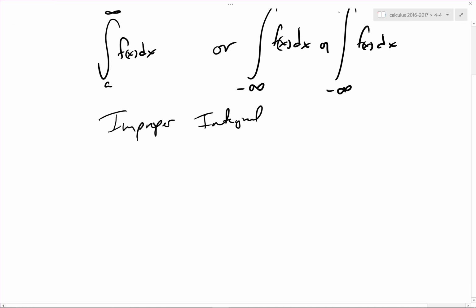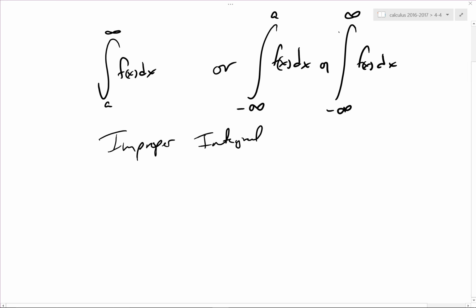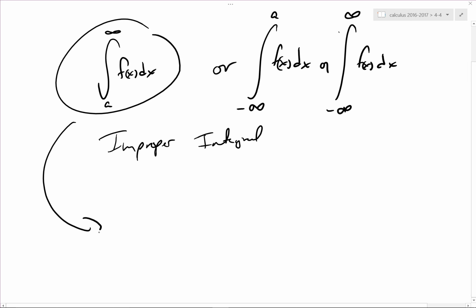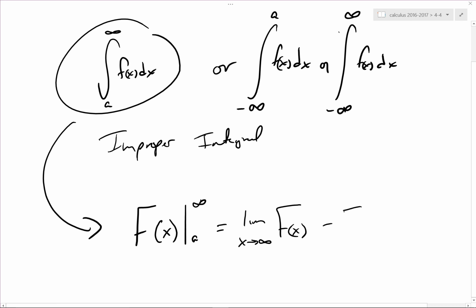Now, here's the game. What we're going to do, friends, for instance, let's look at this one here. We're going to take the antiderivative, of course, which would be capital F of x, from a to infinity, yes? Like we always do. We're going to take the limit as x approaches infinity of F of x minus F of a. Ta-da!